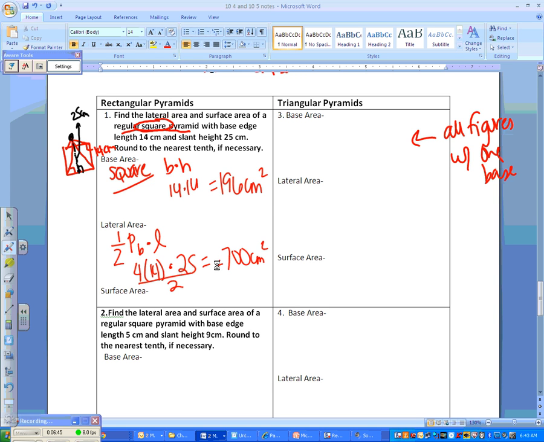And then the last thing we do to find the surface area is we take the base area, we take the lateral area, we add them up, and that'll get us our final answer. So 896 square centimeters is your surface area.